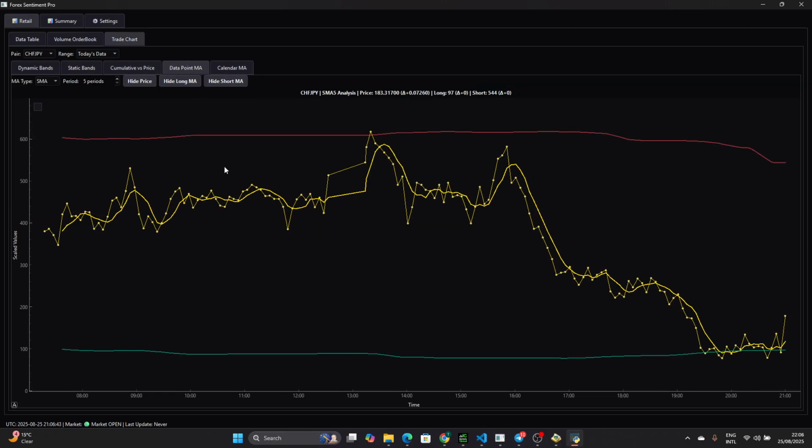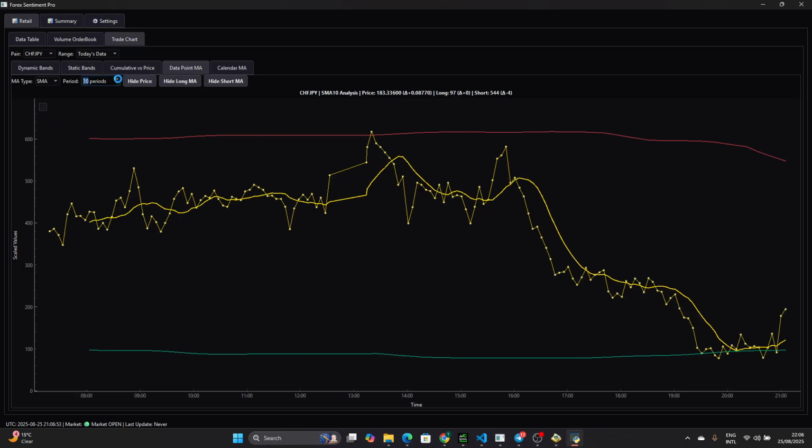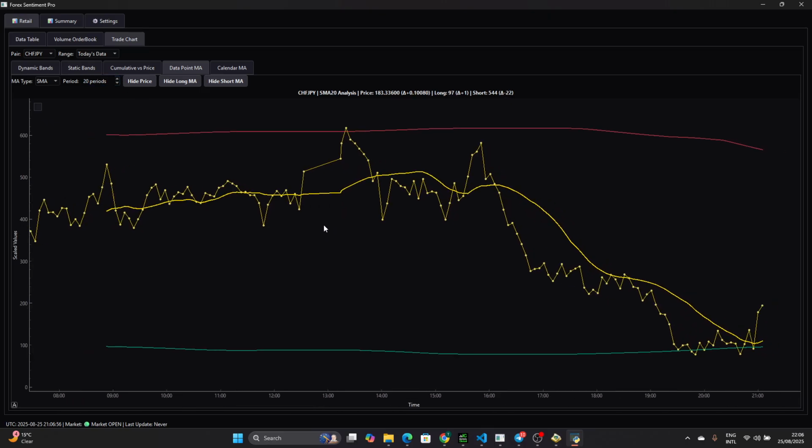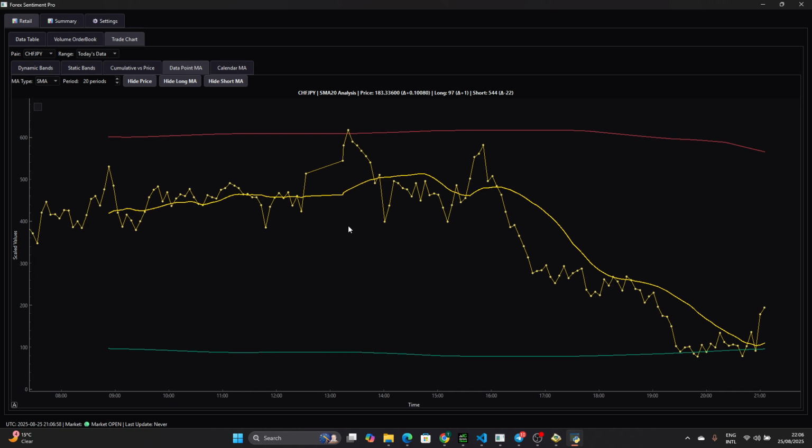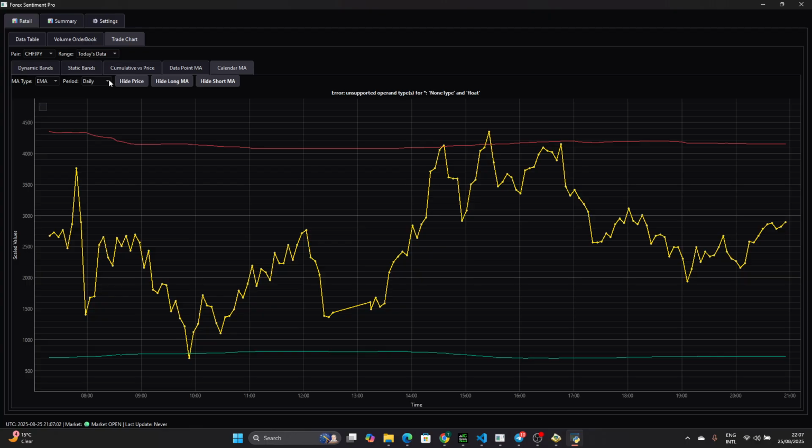Then you get the data point, moving average charts. If you want to look at how the volume is changing on 5 periods, 10 periods, 13 moving average periods, your preferred period, to be honest. And then the calendar one. The calendar is what I'm looking at to see how they are changing over weekly and monthly, rather than only looking at just the daily one.